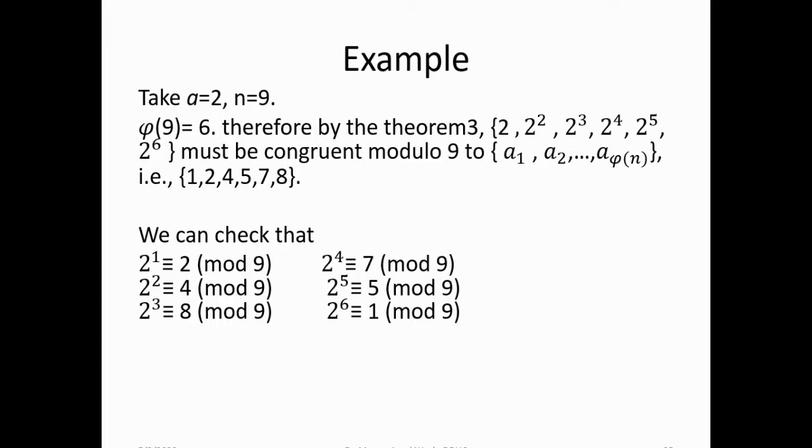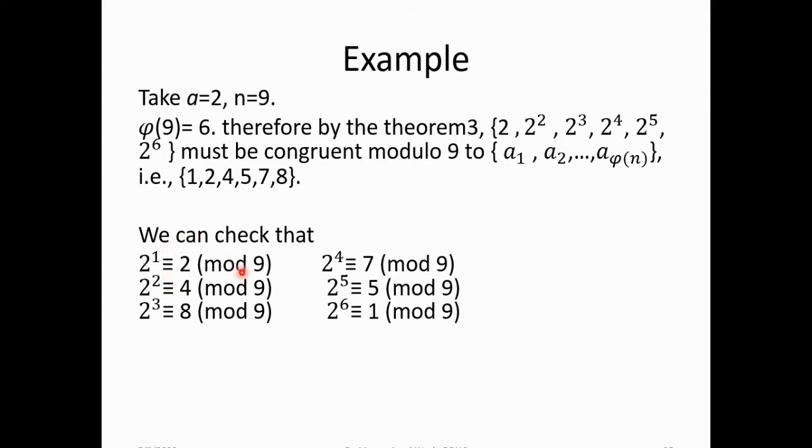Now here comes the example. Let us take a equal to 2 and n equal to 9. So phi 9 is 6. Therefore by theorem 3, 2, 2 squared, 2 cubed, 2 to the power 4, 2 to the power 5, 2 to the power 6, these phi n numbers must be congruent modulo 9 to a1, a2, up to a phi n. That is all the positive integers which are less than 9 and relatively prime to 9: 1, 2, 4, 5, 7, 8. Now let us compute all these powers and check whether they are congruent to these numbers or not.